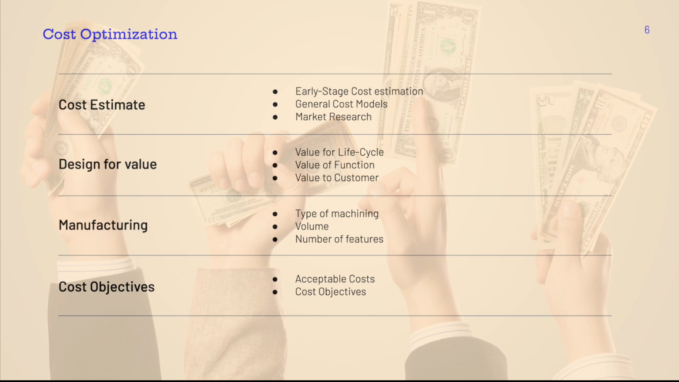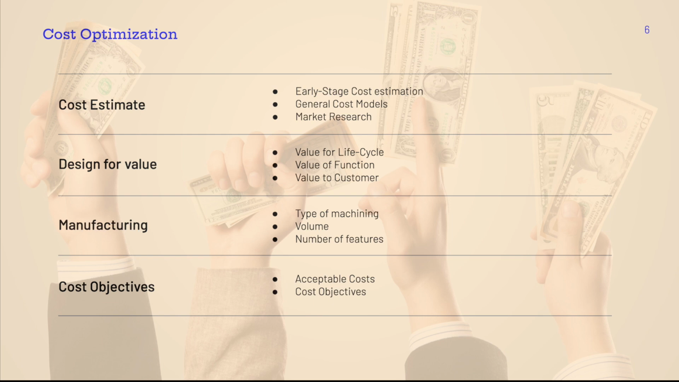Another strategy is going to be manufacturing, and we'll get into this more when we talk about design for manufacturing. But the things you have to think about are the type of machining. Some machinings are more expensive than others. The volume: machining things in bulk can often be cheaper. And simplifying the number of features can also help to make the manufacturing cheaper.